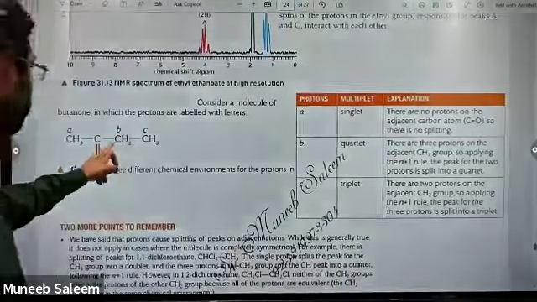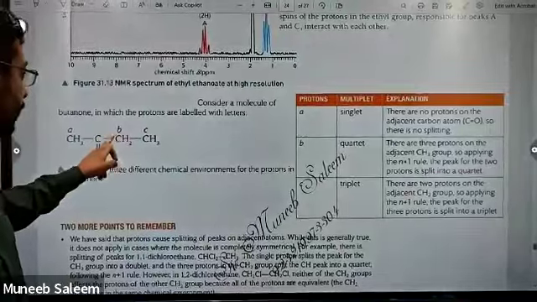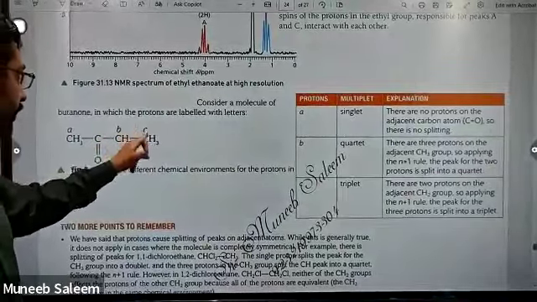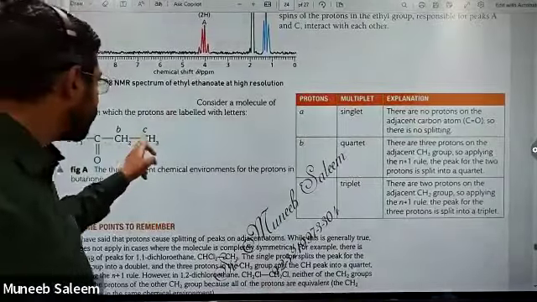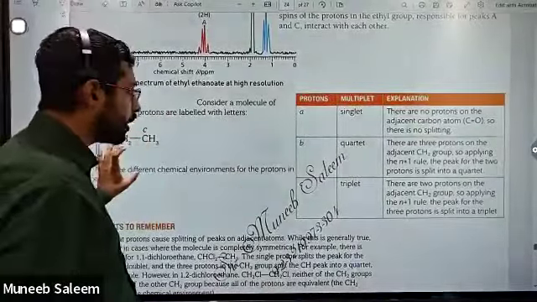and the B hydrogen atoms are converted into quartet because of these three hydrogen atoms, and the hydrogen atoms indicated by C are converted into triplet because of the two hydrogen atoms.